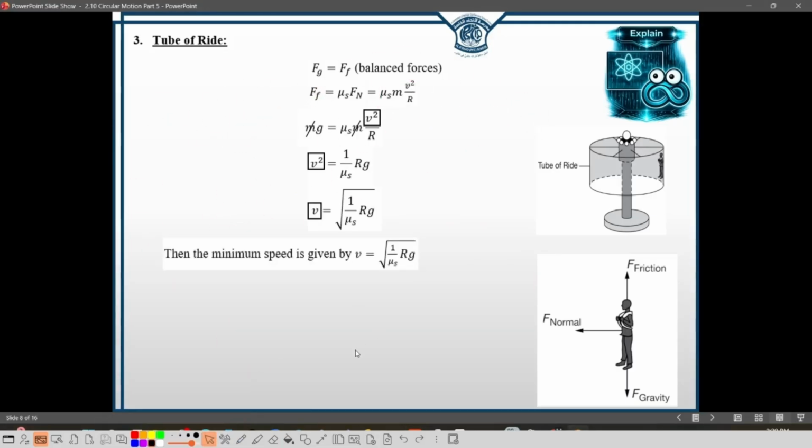Then the minimum speed is given by the square root of 1 over mu s rg, where r is the radius of the circular path, g is the gravitational field strength, and mu s is the coefficient of static friction.